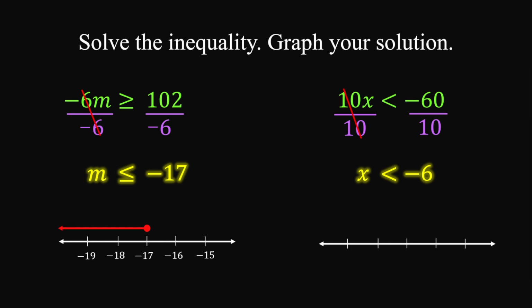To graph this, we'll put negative 6 in the middle of the number line and label numbers around it. Because x is less than negative 6, but not equal to it, we'll use an open circle at negative 6. Then we'll draw an arrow to the left to show that any number less than negative 6 is a solution.